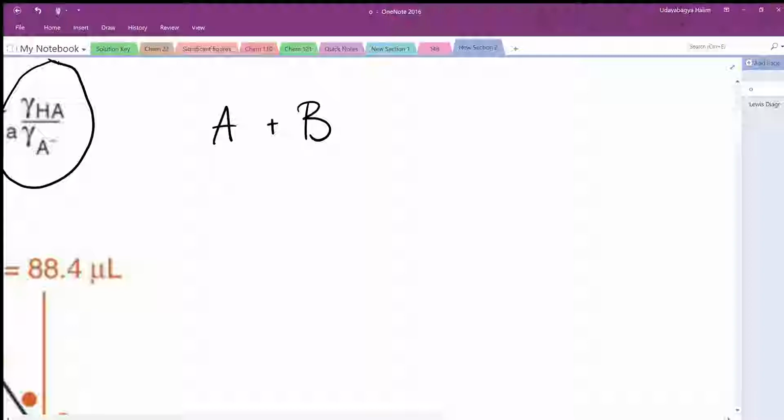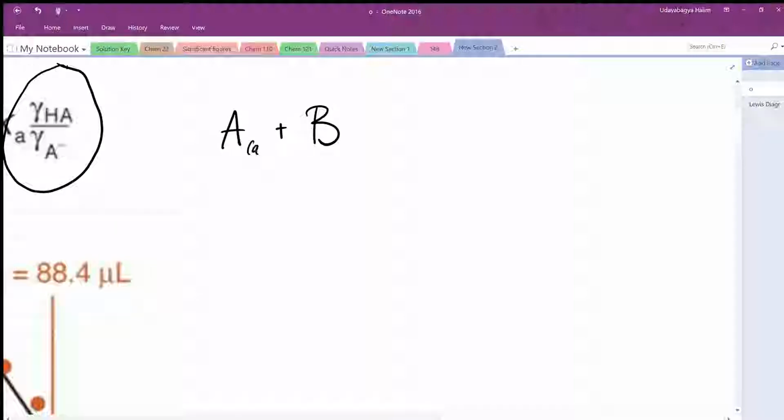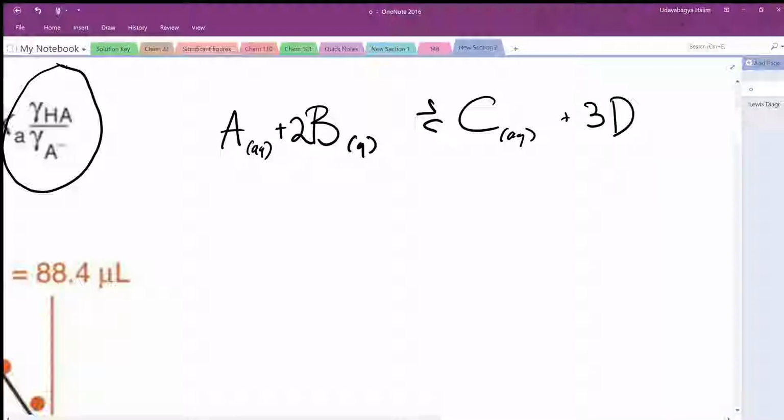So if we have a chemical reaction, A (aqueous) plus a compound B, let's say 2B, and B is gaseous, is now in equilibrium with C, which is going to be aqueous, and 3D, which is going to be solid. What's the expression of K equilibrium that I should write down in this particular case?